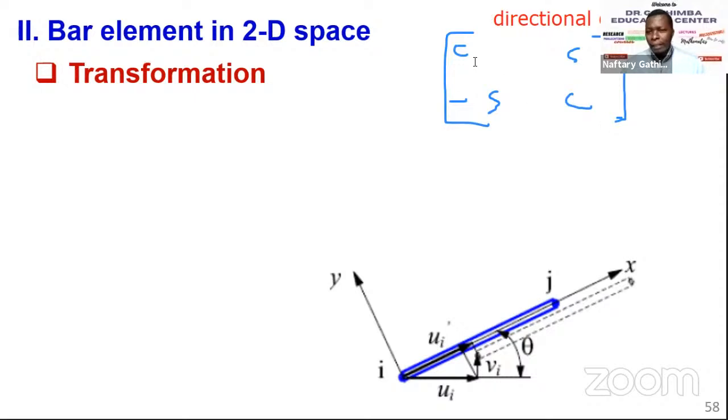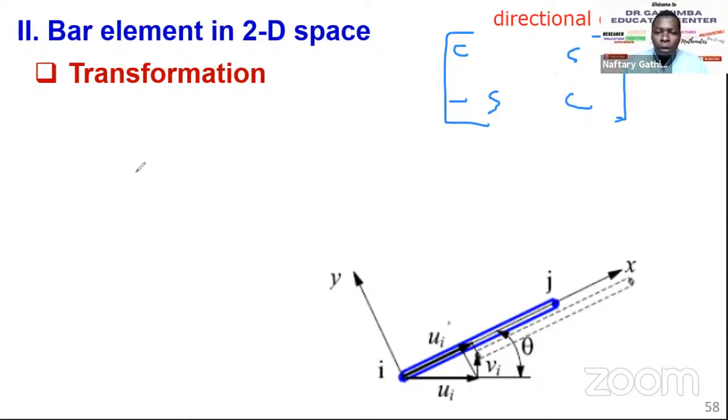Sometimes they are written in short form. You may find that they are abbreviated as L for cos and M for sine in some books. I also like to say, instead of writing cos, I just like C, and for sine just S. Now with this, for this single node, we want to see the overall. This one will be the same even for node J. So for UJ, the transformation matrix is the same.